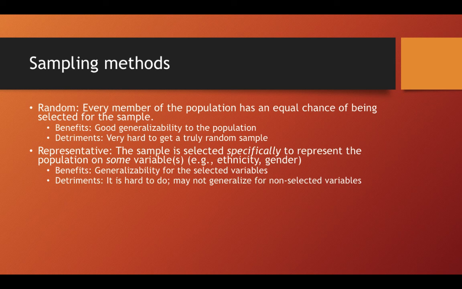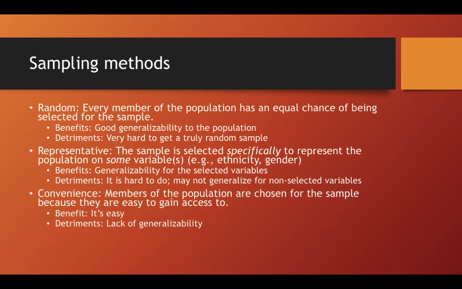And by generalize, I mean whatever we find in the sample tells us about what's really going on in the population. But this can also be pretty tough to do, and it's hard to select on every variable that might be important. So if I select my sample based on race and gender, I might miss socioeconomic status, and that might have an important effect.